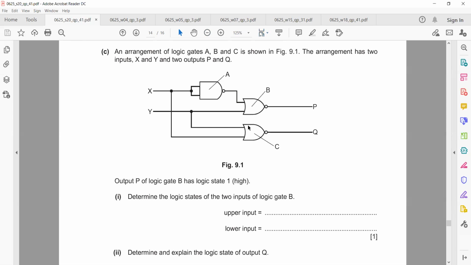An arrangement of logic gates A, B, and C is shown in figure 9.1. The arrangement has two inputs, X and Y, and two outputs, P and Q. The output P of logic gate B has a logic 1. So output P of logic gate B is having a logic 1, meaning high. Determine the logic state of the two inputs for B. What will be the two inputs here?